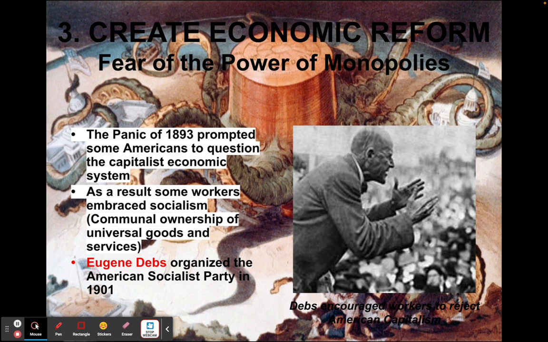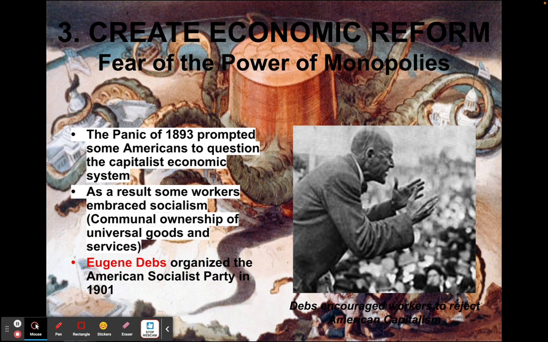Thirdly, we want to create economic reform. So obviously, we talked about those major captains of industry and the giant monopolies that they had created. We see a panic, an economic panic in 1893, that prompts some Americans to question our economic system. As a result, some workers, people in the working poor class, are going to embrace an idea of socialism, where there's a communal ownership of goods and services.